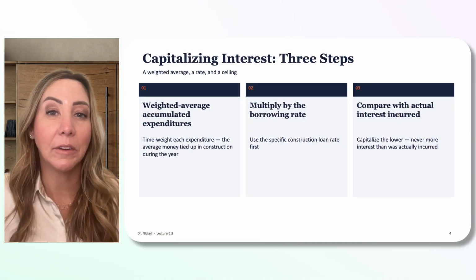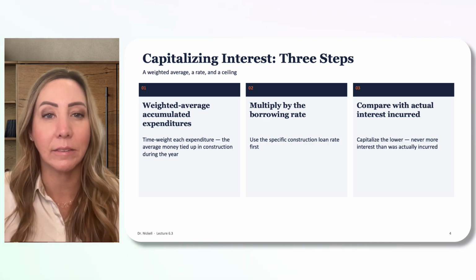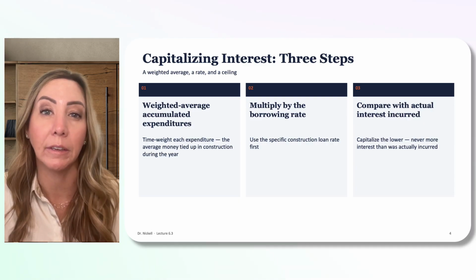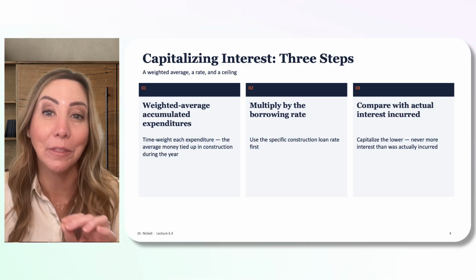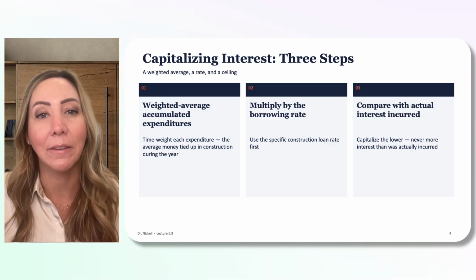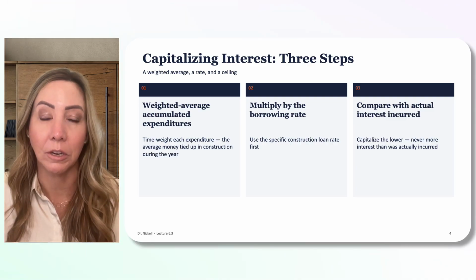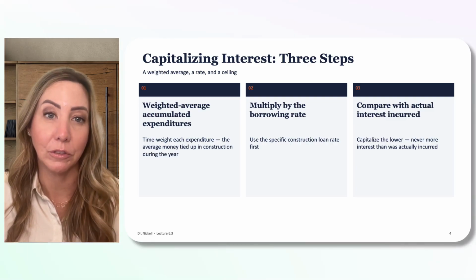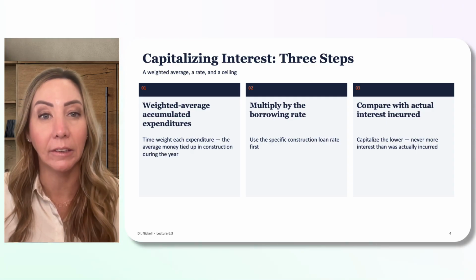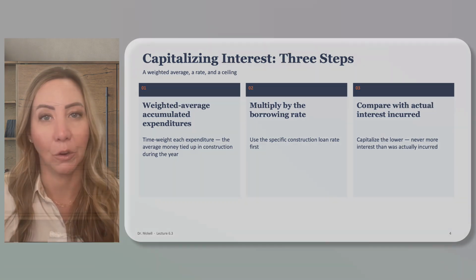The calculation comes down to 3 steps. Step 1, determine the weighted average accumulated expenditures. This approximates the average amount of money tied up in construction during the year because expenditures happen throughout the year, not all on January 1st. Step 2, multiply that weighted average by the borrowing rate. And if there's a loan taken out specifically for the construction, we use that loan's rate first. Step 3, compare the results to the actual interest the company incurred during the year and capitalize the lower of the two. We can never capitalize more interest than we actually incurred.